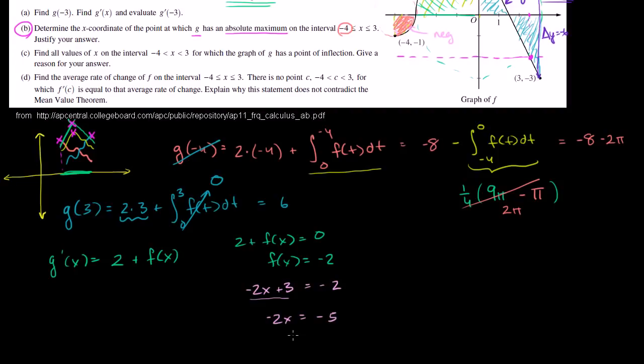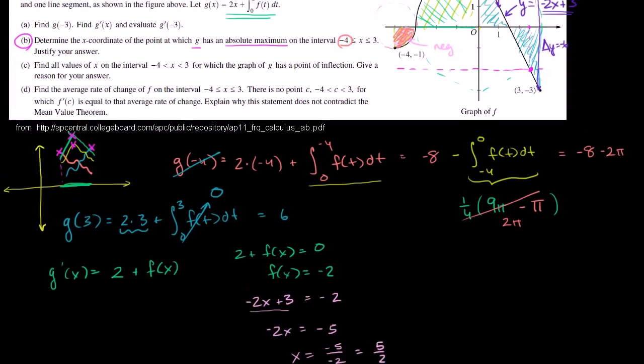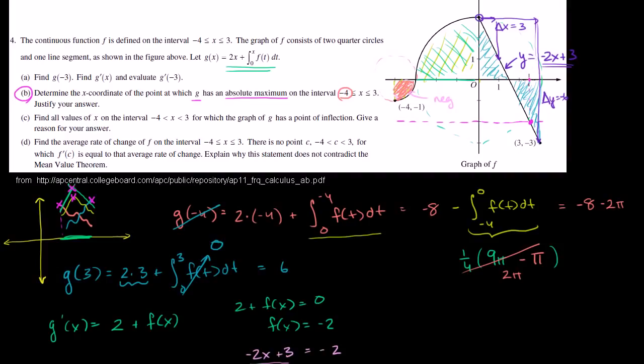Divide both sides by negative 2. You get x is equal to negative 5 over negative 2, which is equal to 5 halves, which is exactly what we thought it was when we looked at it visually. It looked like we were at about 2.5, which is the same thing as 5 halves.